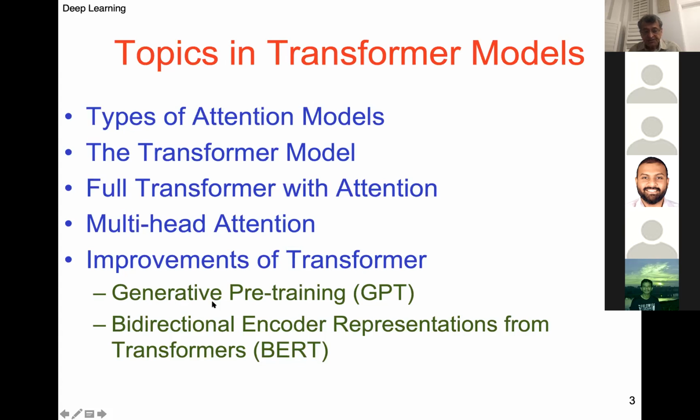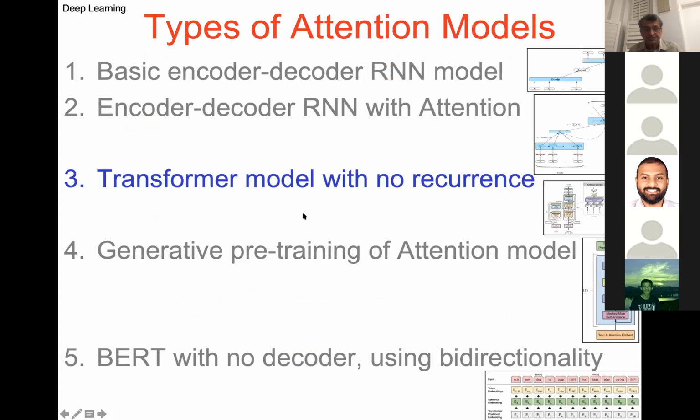A famous one is called generative pre-training, GPT. Another improvement is a transformer called bidirectional encoder representations from transformers, called BERT. We were just looking at encoder decoders. We're talking about a bidirectional encoder, both directions in the encoder, from transformers. So a transformer is a variant of the attention models. So this is the transformer model with no recurrence first.